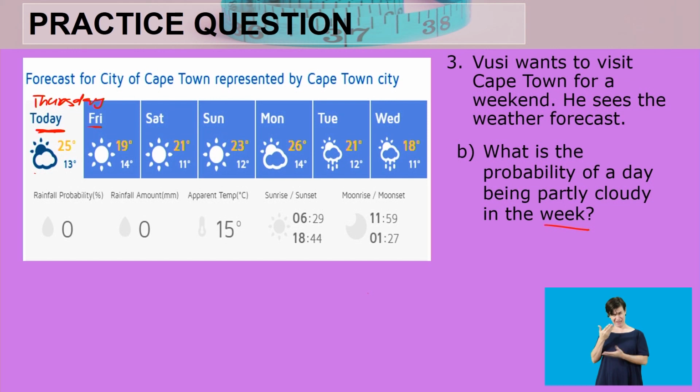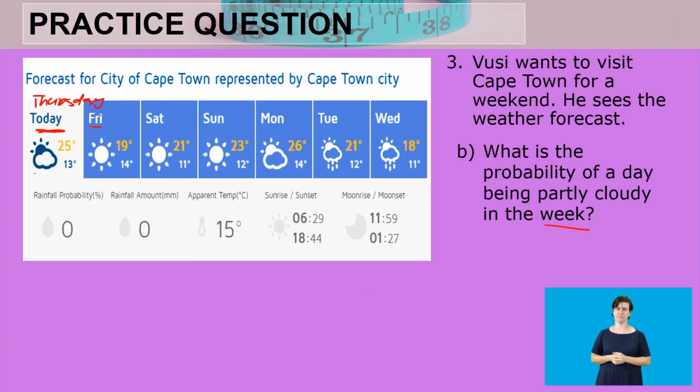How do we see that a day is partly cloudy? We have to check that we do have clouds. We can see the clouds there. We've got the clouds, even though the sun will shine, but we do have clouds. Even on a Monday, we do have clouds. On a Tuesday, we do have clouds and shining. It's also raining, and it will be clouds, shining, and also raining.